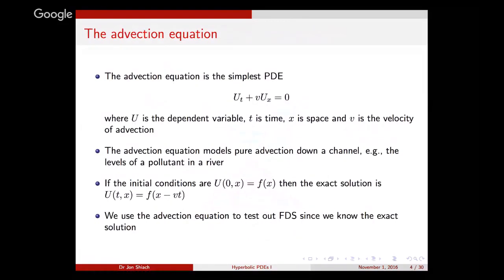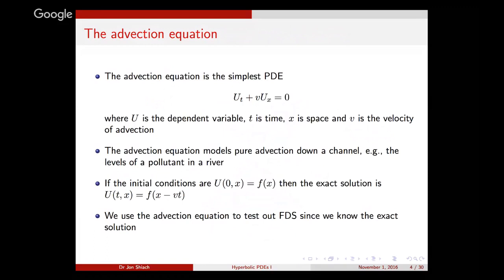Right, so let's go back to the advection equation. As I mentioned, it's the simplest of all hyperbolic PDEs. So we have u, which is some dependent variable. u is a function of time and space. So in the 1D case, it's a function of x and t.